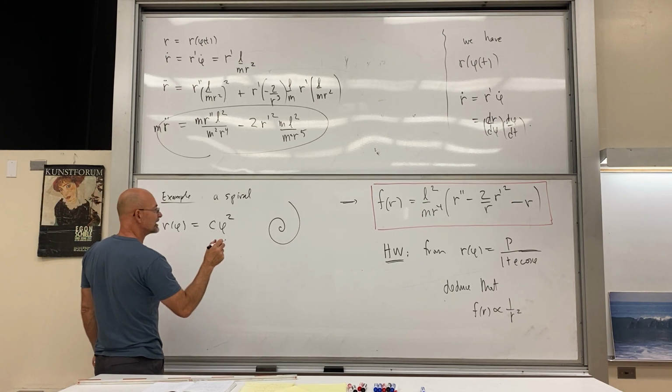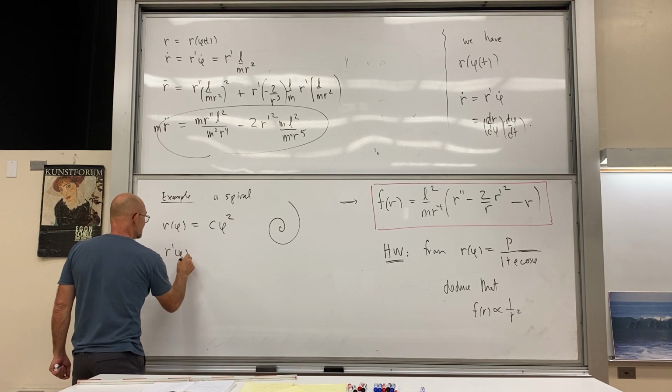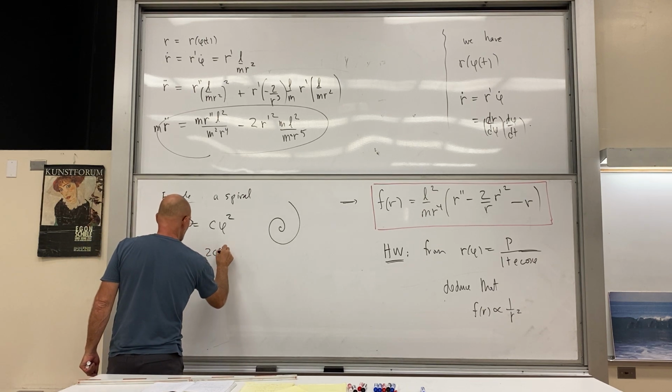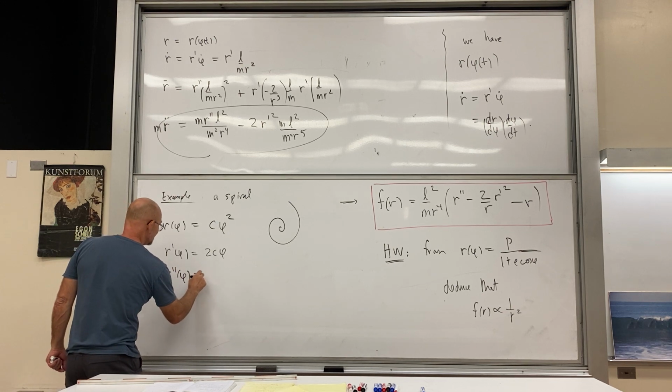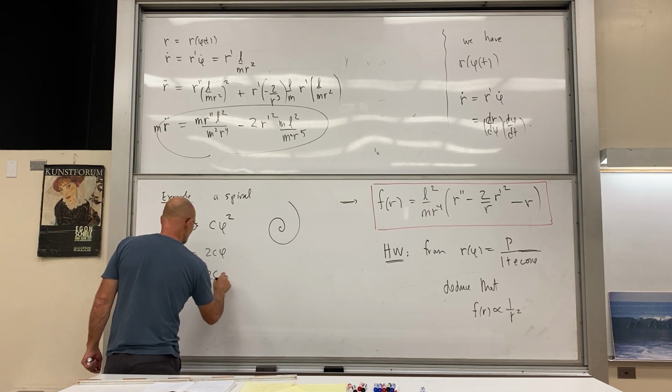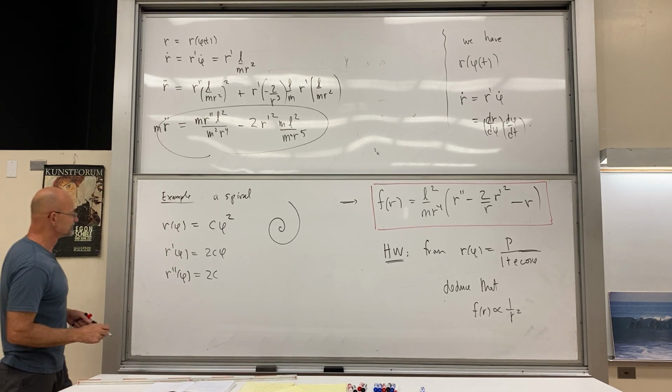Now let's go ahead and take a couple derivatives. R prime of phi is equal to 2c times phi, and r double prime of phi is equal to 2 times c. Of course, c is a constant, right? So now we're going to plug these in.